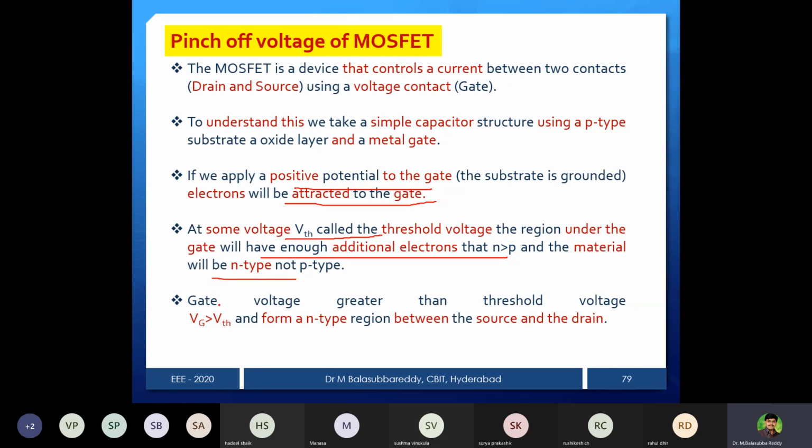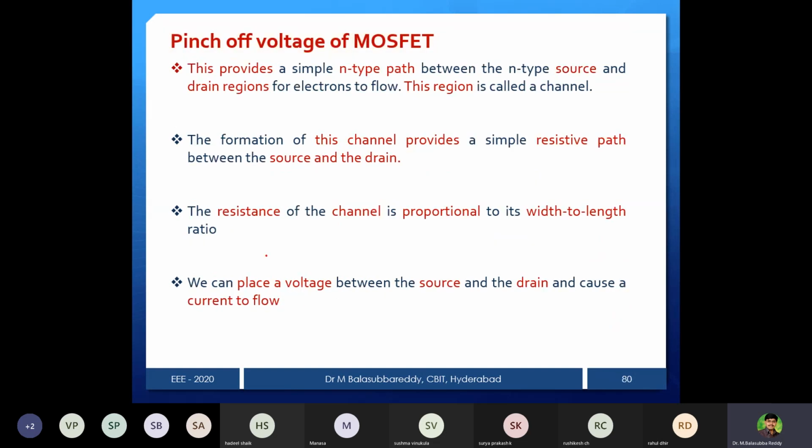Now what will happen when the gate voltage is greater than the threshold voltage? An N-type region between the source and drain will be formed and the channel will be established. That path will be established between the source and drain regions, and that region we call the channel. Once the channel is formed, there is a resistive path between the source and drain, because the current will not pass directly; there is some resistance in that channel. So there is N and N, and automatically a single channel will be formed.